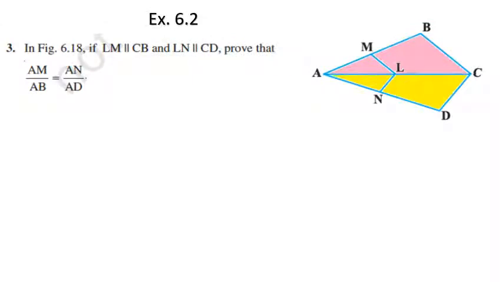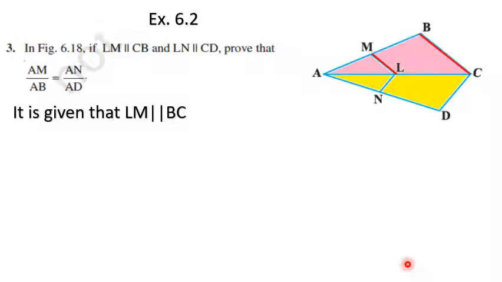Exercise 6.2, question number 3. In the figure, if LM parallel CB and LN parallel CD, then we have to prove AM by AB is equal to AN by AD. It is given that LM parallel BC.